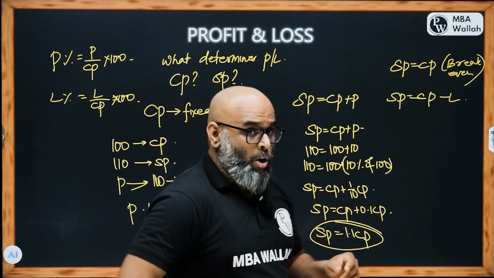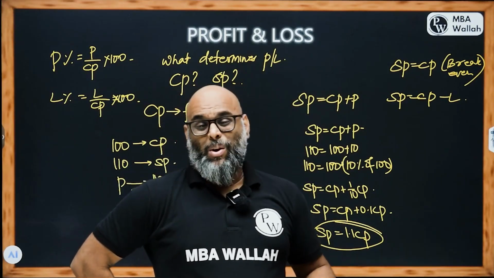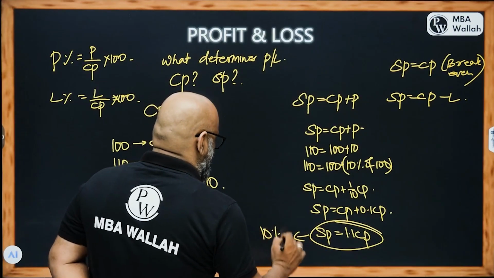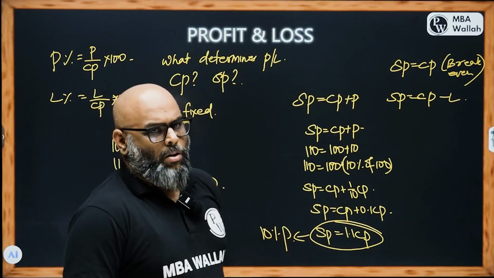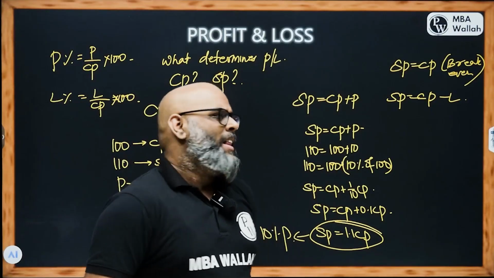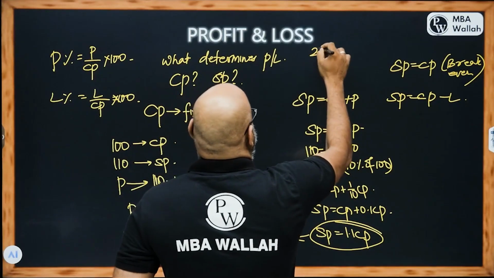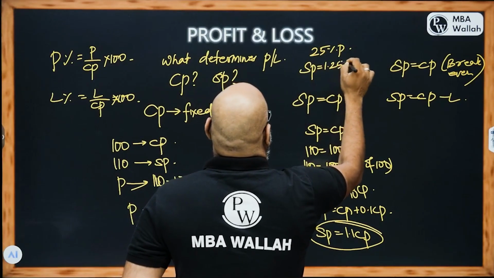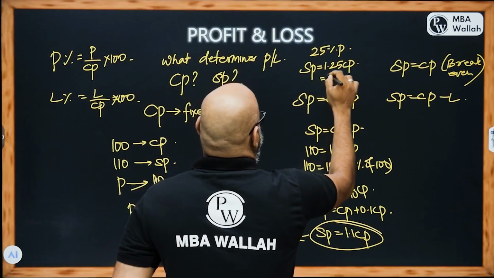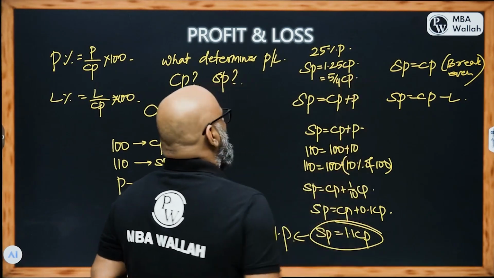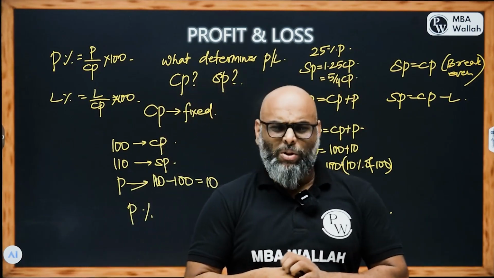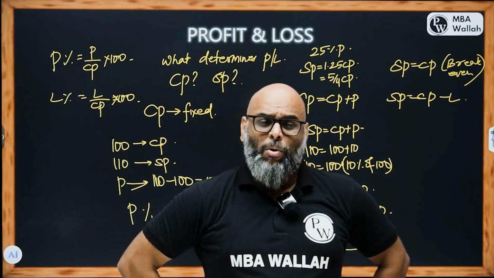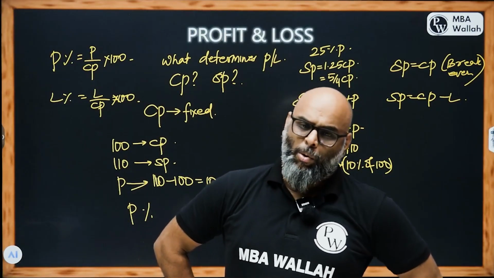Since the value goes beyond 1 of CP, we call it profit. Or from here we can also say it's a 10% profit, which makes it easy. If it is a 25% profit, you can say SP is equal to 1.25 CP, or you can also write 5/4 CP. CP plus 1/4 of CP is 5/4 of CP. Depends on the question whether you want to use decimals or fractions, it is up to us.